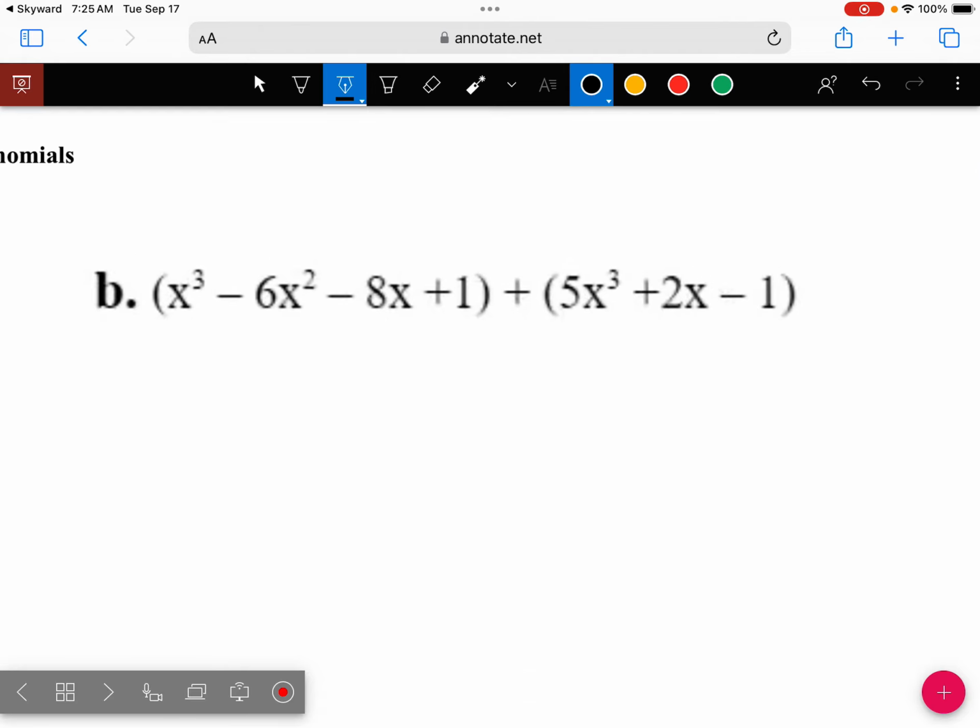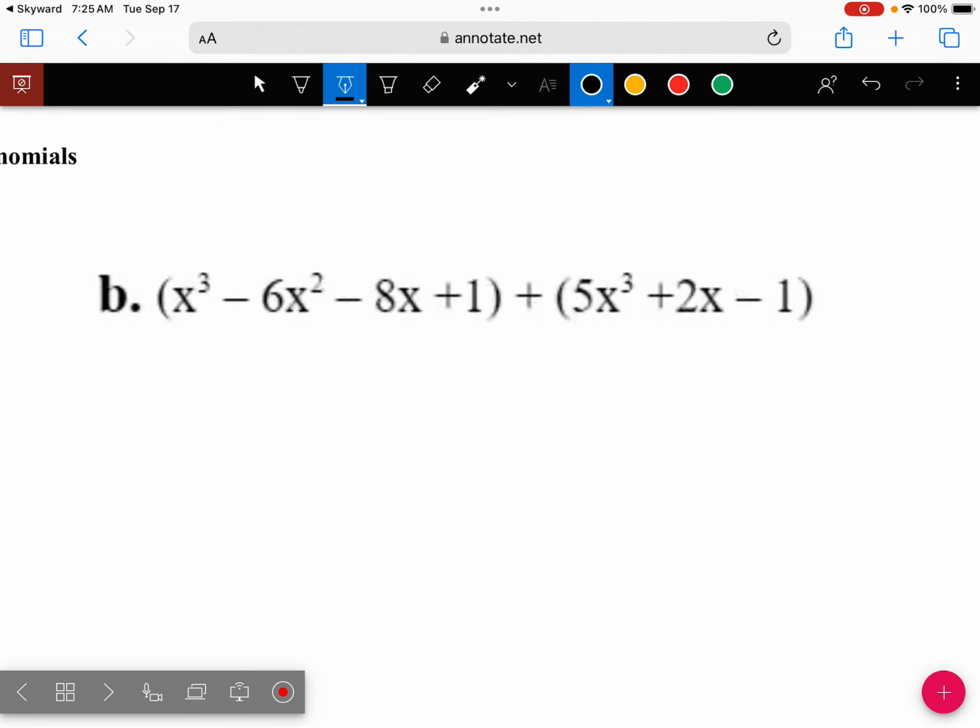Question B is also addition. So again, our like terms. This x to the third is a like term with that 5x to the third. This x squared doesn't have a like term because we don't have an x squared in this parentheses. So we don't have a friend. The negative 8x is a like term with the positive 2x. And the positive 1 is a like term with the negative 1. And I always start with the highest exponent and go down.